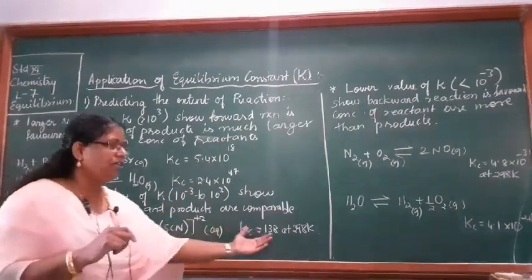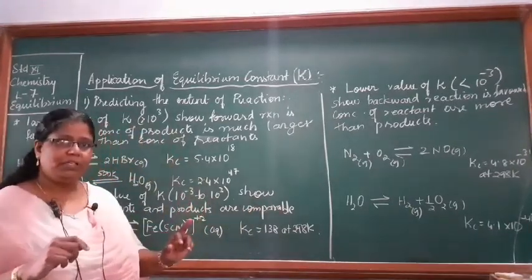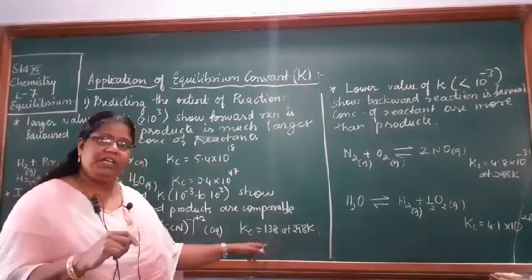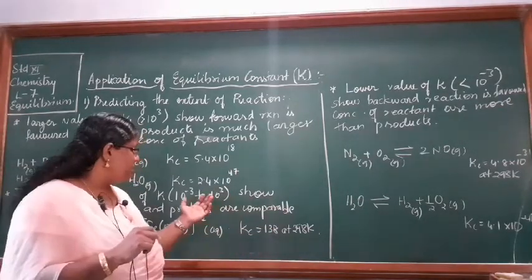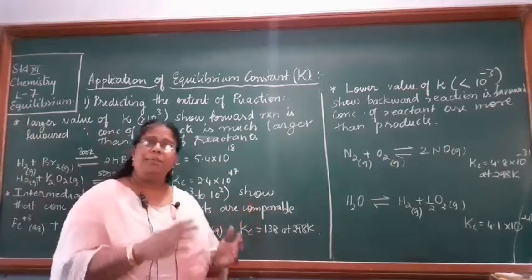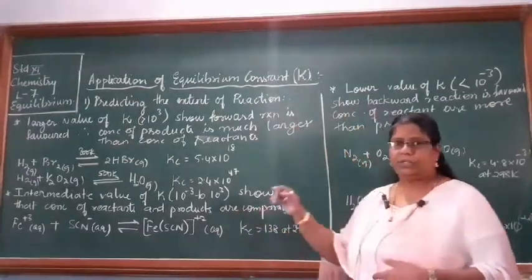So again this is an intermediate value coming between 10 power minus 3 to 10 power 3. If you just take it as 1.38, then it will be 10 power 2. So it is coming in between them, it is the intermediate value. So therefore you will find appreciable amount of product and reactant. Okay, that is how it is.